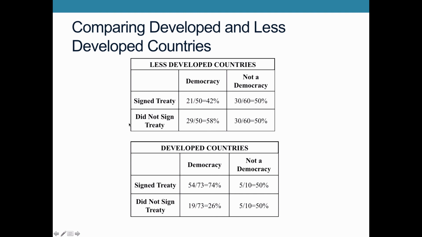And so we see that what's going on here is that the relationship that we thought we saw pretty clearly, that democracies overall were more likely to sign the treaty, falls apart when we break it down by developed and less developed countries. Only certain kinds of democracies are more likely to sign this treaty. And so this is an important confound to take into consideration.